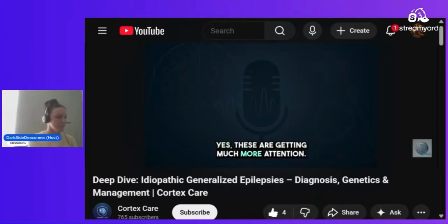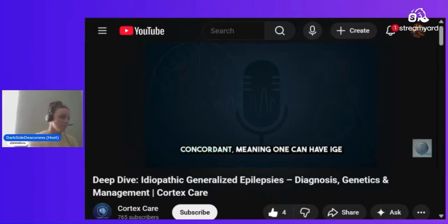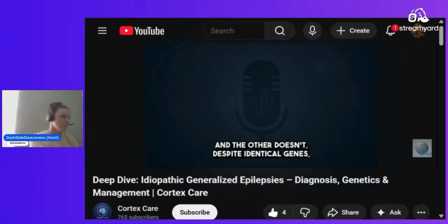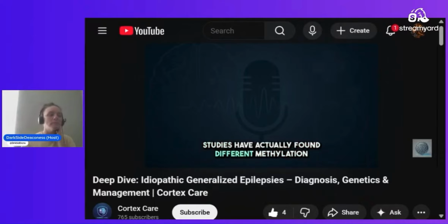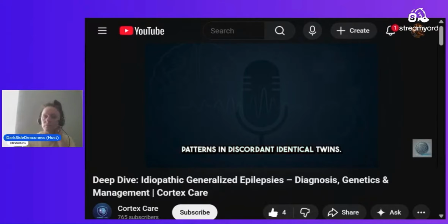Yes, these are getting much more attention. The fact that identical twins aren't always concordant, meaning one can have IgE and the other doesn't, despite identical genes, is strong evidence for non-genetic factors. Like what kind of factors? Well, epigenetics is a big one. These are changes that affect how genes are read or expressed without changing the DNA code itself. Things like DNA methylation. Studies have actually found different methylation patterns in discordant identical twins. Fascinating. So the same gene might be turned up or turned down differently.